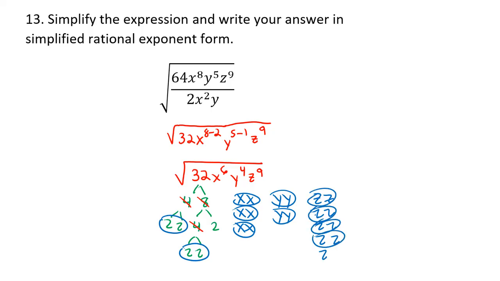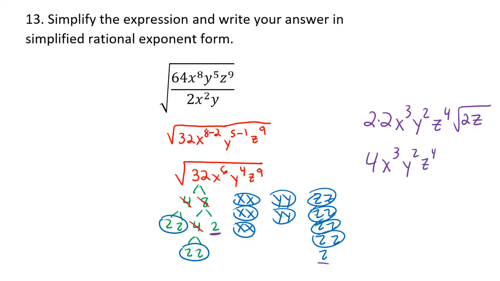All right, so outside the radical, I'm going to have 2 times 2. I'll have 3 x's, so x to the 3rd, 2 y's, and 4 z's. Inside the radical, I had a 2 that couldn't be circled, and I had a z that couldn't be circled. So that's going to give me 4x to the 3rd, y to the 2nd, z to the 4th, square root 2z. Once again, since I have an even index and I have an odd exponent on the x, I'm going to put absolute value signs on that problem.